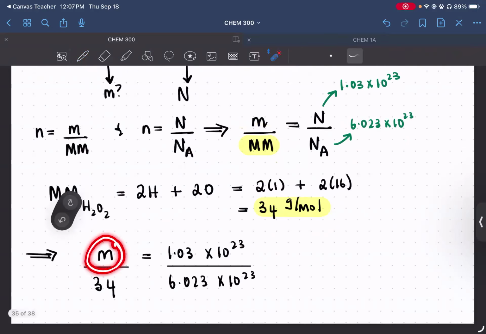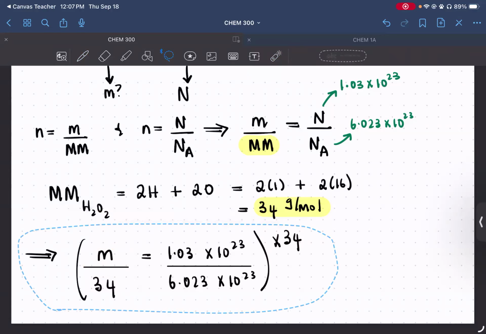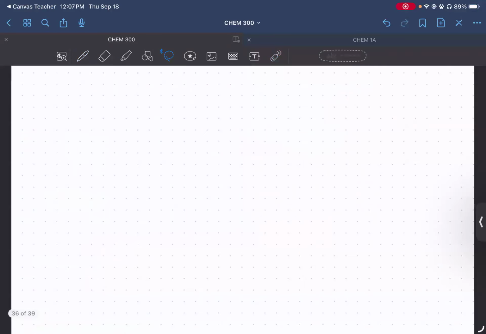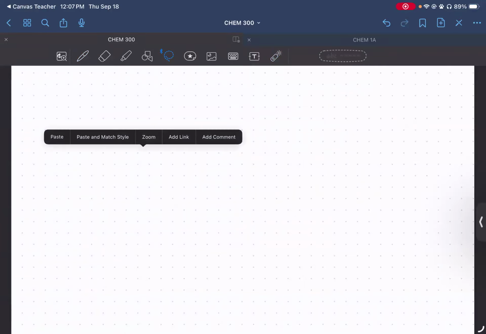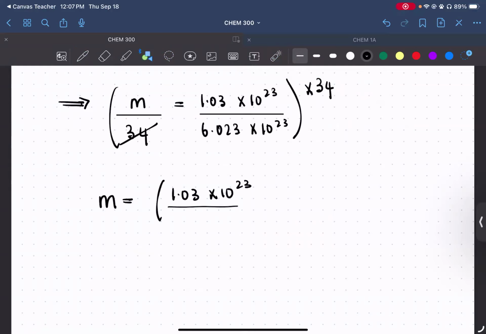We're trying to solve for M. So to get rid of that 34 on the bottom, we're going to multiply both sides by 34. In doing so, we cancel out the 34 on the left-hand side. So what we're left with is M is equal to 1.03 times 10 to the 23 all over 6.023 times 10 to the 23. All of that multiplied by 34.